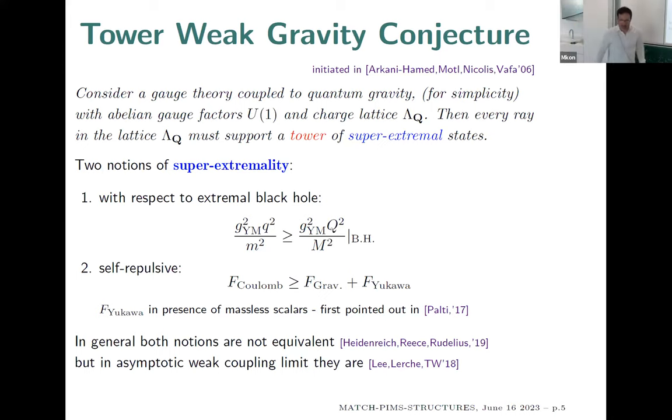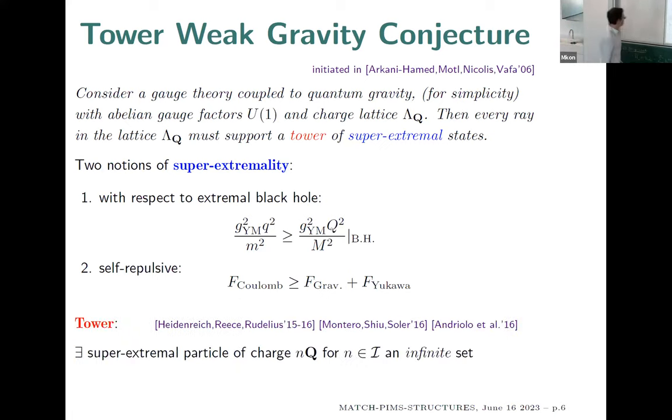They are not equivalent in general because of this extra Yukawa term, but in the limit of weak gauge coupling and certain asymptotic limits of the theory, we'll discuss this in much more detail, they are equivalent. Hence, we will mostly be talking about this, which is also closer to the name weak gravity conjecture, but we have to be careful that inside the moduli space, they are not exactly equivalent. So this is the super extremality.